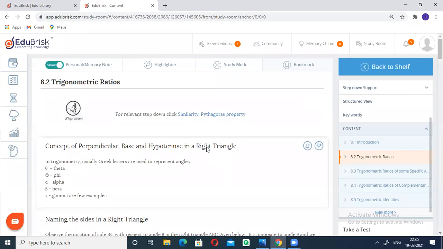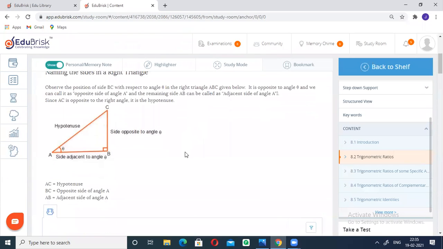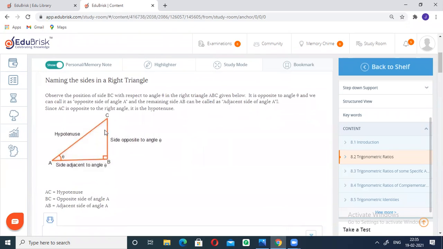So, the trigonometric ratios we take for a right angle triangle. First, naming the sides of a right triangle. If you have an acute angle in a right triangle, you need to know which side is the opposite side, which side is the adjacent side, and which side is the hypotenuse. Now, all of us know which is the hypotenuse. Opposite side means the side opposite to the mentioned angle.